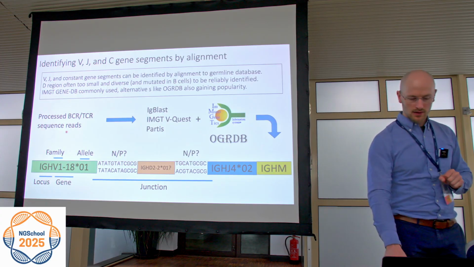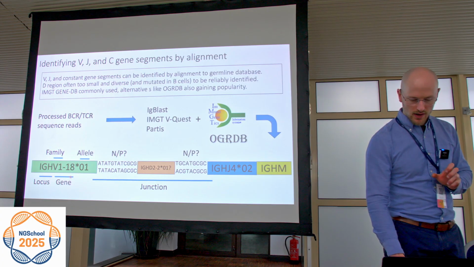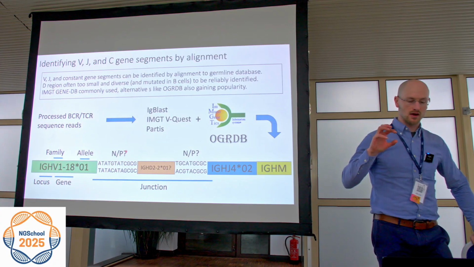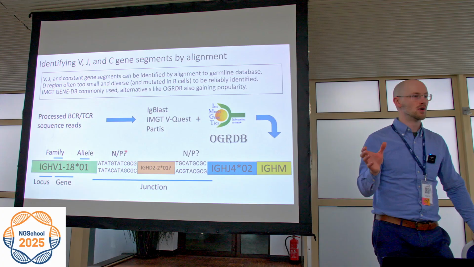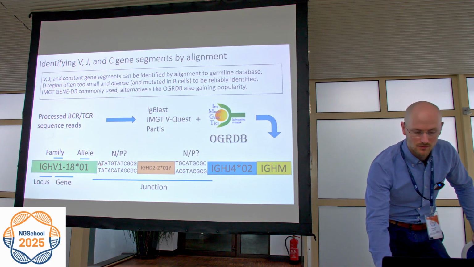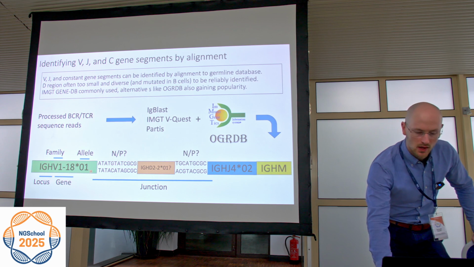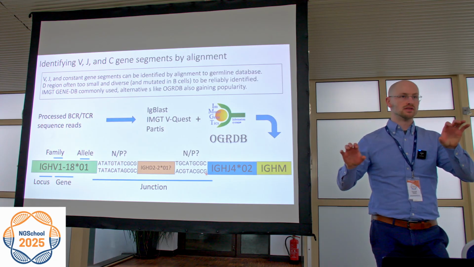Okay, so this is the junction. The N and P nucleotides, of course, because they're random additions, cannot be identified by alignment to a germline database. We can identify where they are, more or less. We can, however, reliably identify the junction sequence because it occurs at very conserved regions in the V gene and the J gene.